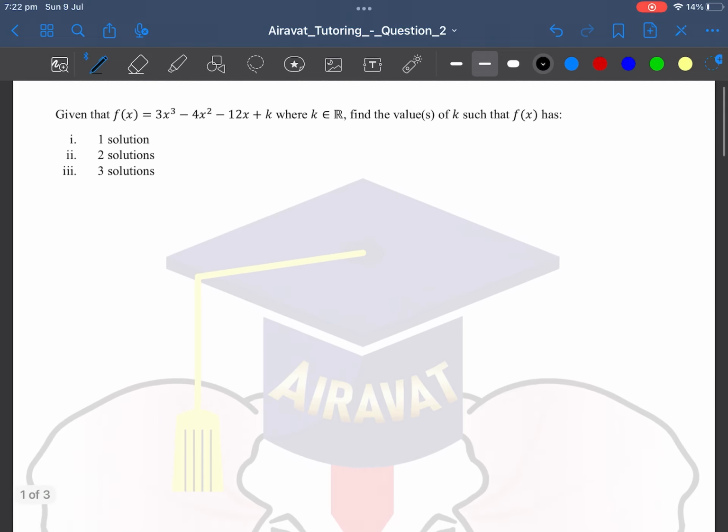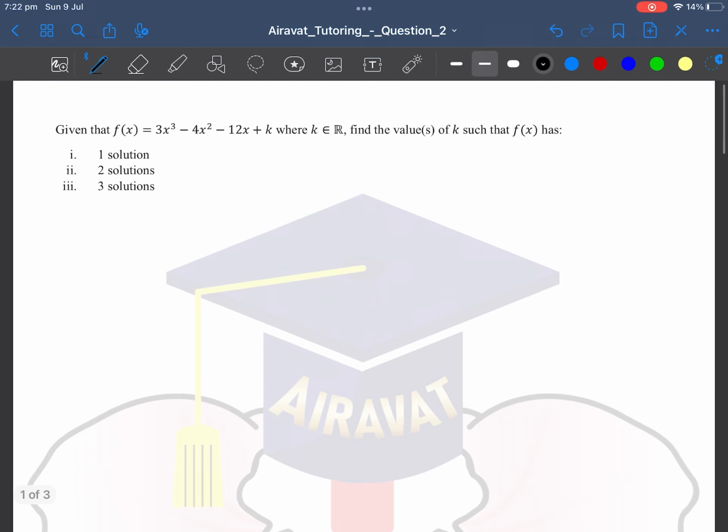Alright, so the question says that we are given this function where k is a variable and that variable falls under a subset of R, which is all real numbers, and we have to find the values of k such that f of x has 1 solution, 2 solutions and 3 solutions. Now 1 solution can also mean 1 x-intercept, 2 solutions can mean 2 x-intercepts, and so on.